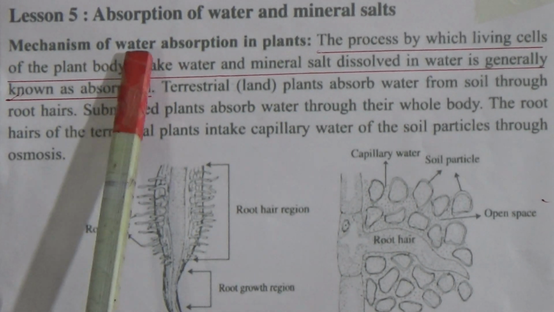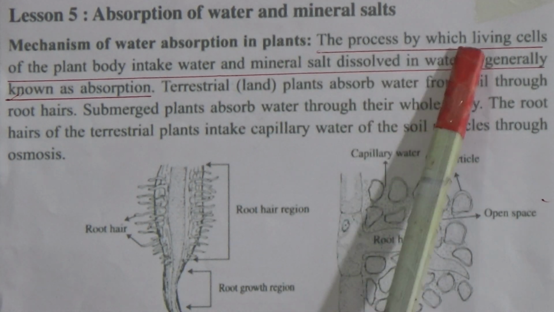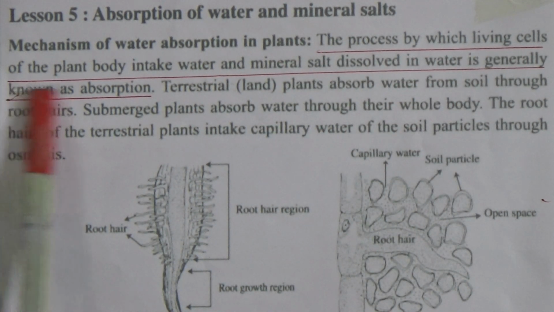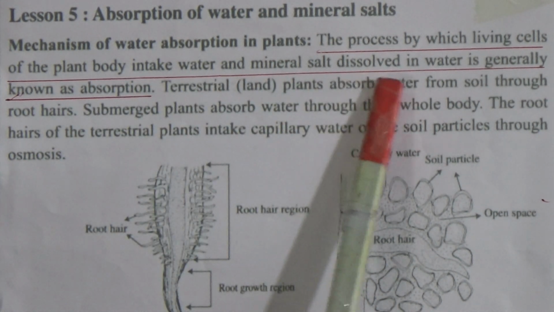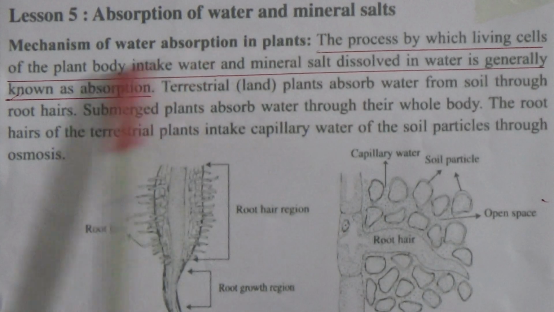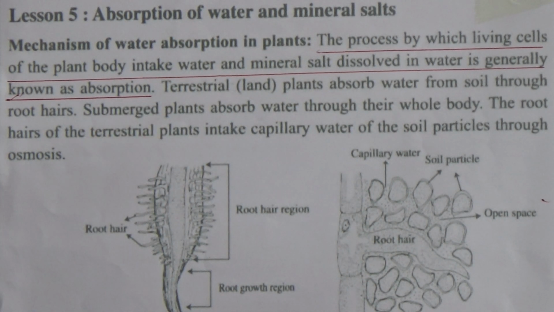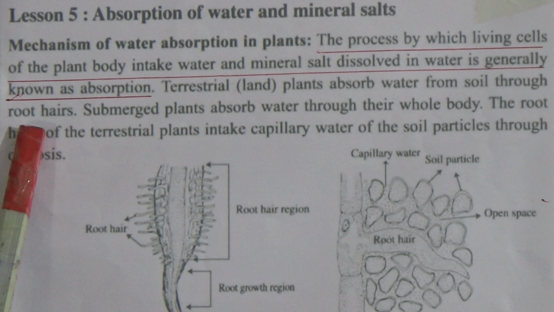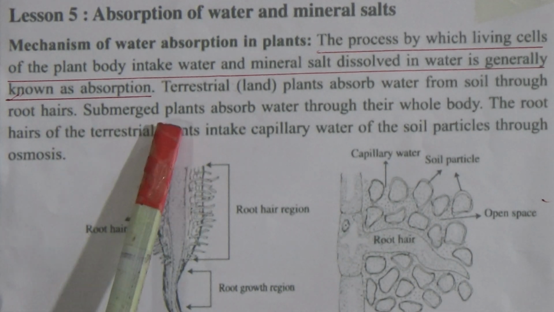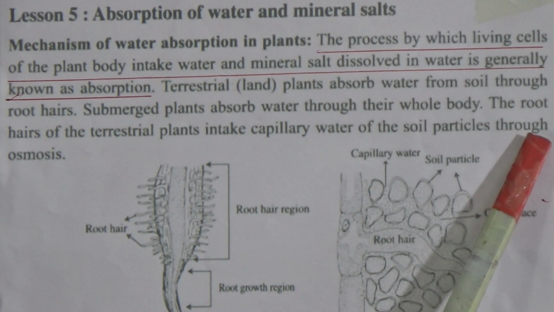Mechanism of water absorption in plants. The process by which the living cells of the plant body take in water and mineral salt dissolved in the water is generally known as absorption. This is the definition of absorption. You have to underline it. Terrestrial plants absorb water from the soil through root hair. Submerged plants absorb water through their whole body.